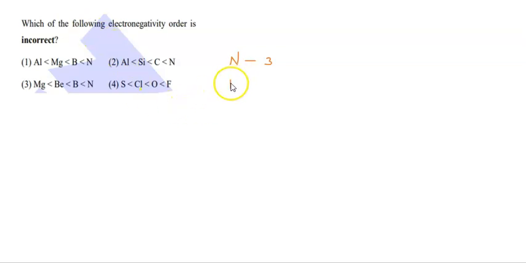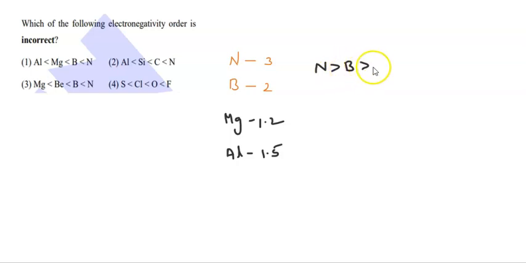And the second one, boron is having the electronegativity as 2. And magnesium is having the electronegativity value as 1.2. And aluminum is having the electronegativity on the Pauling scale as 1.5. So the correct order of electronegativity is nitrogen greater than boron greater than aluminum greater than magnesium. But in this one, aluminum less than magnesium is given, which is the incorrect option. Option 1 is the correct answer for this question.